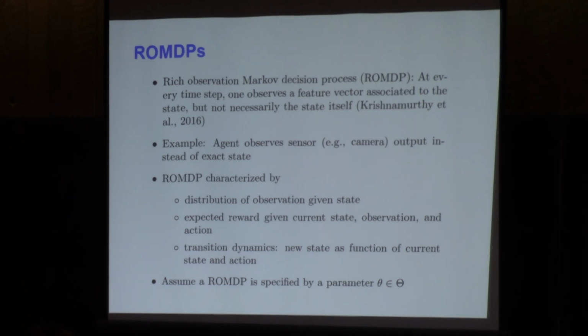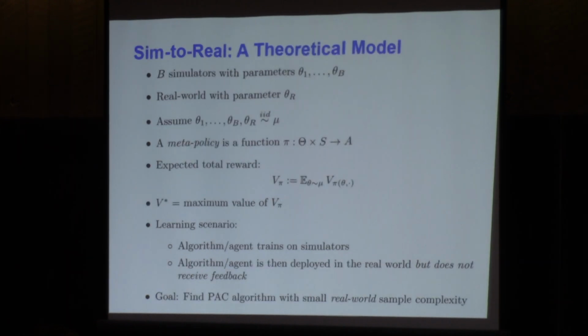So it's not necessarily a finite parameter. It's just a notation for a ROMDP. So here's our theoretical model for sim to real, and it's analogous to the PAC RL setting from before.